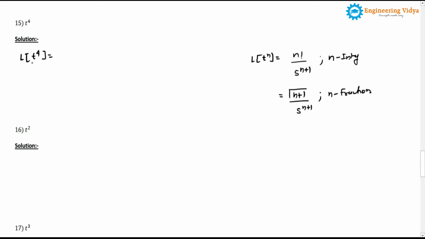So here we need to find the Laplace transform of t raised to 4. This 4 is an integer number, so the first case will be applicable over here. According to the first case, the formula will be 4 factorial upon s raised to 4 plus 1. 4 factorial is 4 into 3 into 2 into 1, and s raised to 5, right? The factorial of 4 can be calculated: 4 3s are 12, 2s are 24. So 24 upon s raised to 5. Hence we have calculated the Laplace transform of t raised to 4.